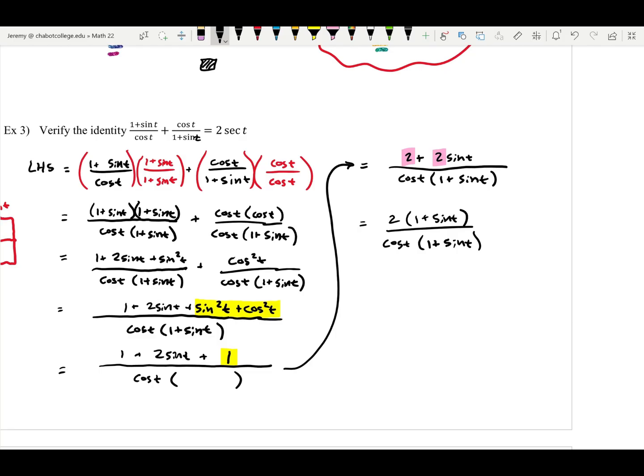And all of a sudden, I'm feeling very optimistic, because look, we have a common factor of 1 plus sine t in the numerator and denominator. So we can cancel that out. That gives us a big 1. And we are just left with 2 over cosine t. This is looking really good, because cosine t in the denominator can come up into the numerator as a secant. This is just 2 secant t, which is our right hand side.